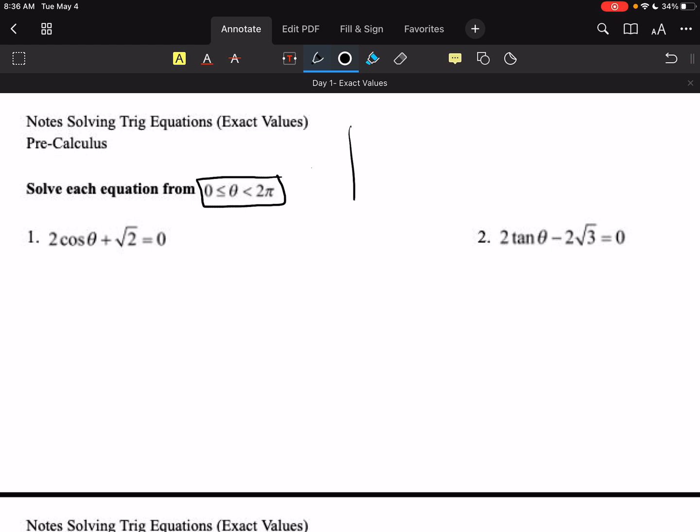Meaning if I think about my unit circle, here's 0, 2 pi is 1 full rotation, right? But notice it's less than 2 pi, so we're not including the 2 pi. So this first unit, we're going to look at solving exact values. And what that means is we're finding things that are on the unit circle.